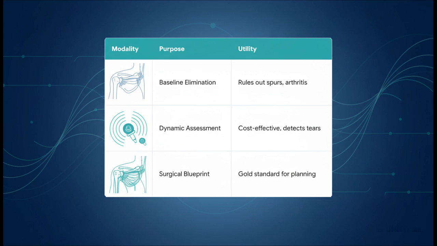Ultrasound is an excellent tool. It's cost-effective, it's dynamic, and it's very good at picking up full-thickness tears. But the gold standard, what we call our surgical blueprint, is the MRI. It gives us exquisite detail on the tear size, how much the tendon has retracted, muscle atrophy, and fatty infiltration.